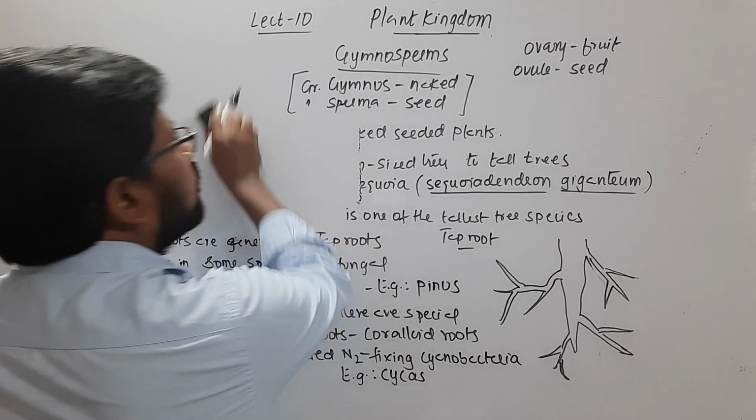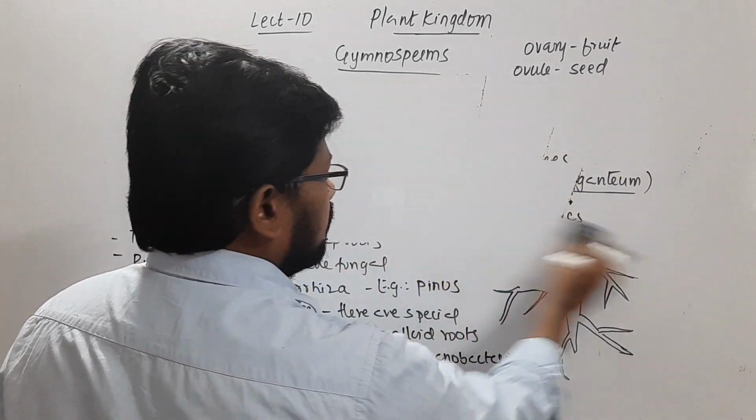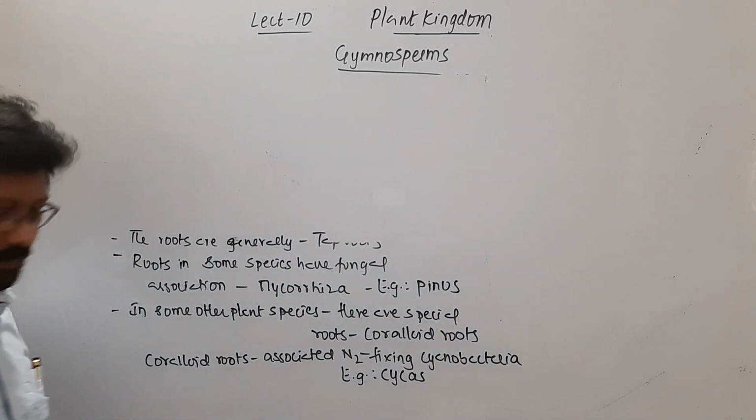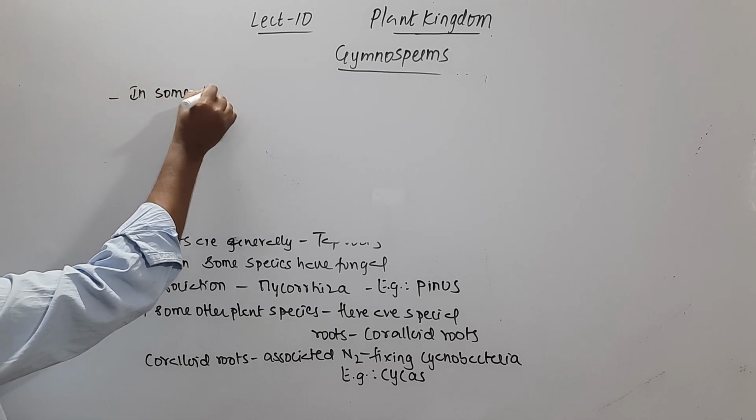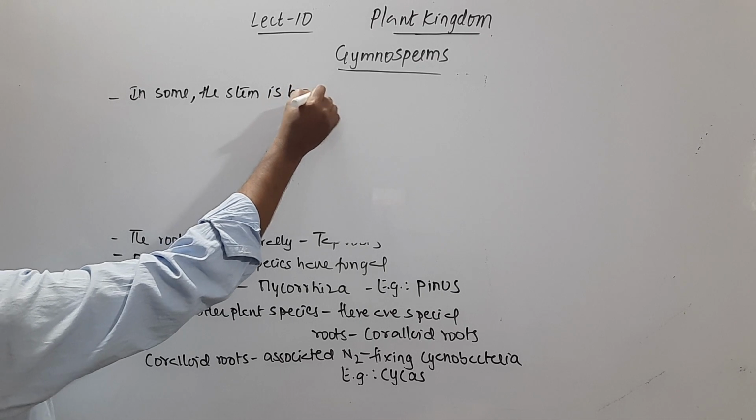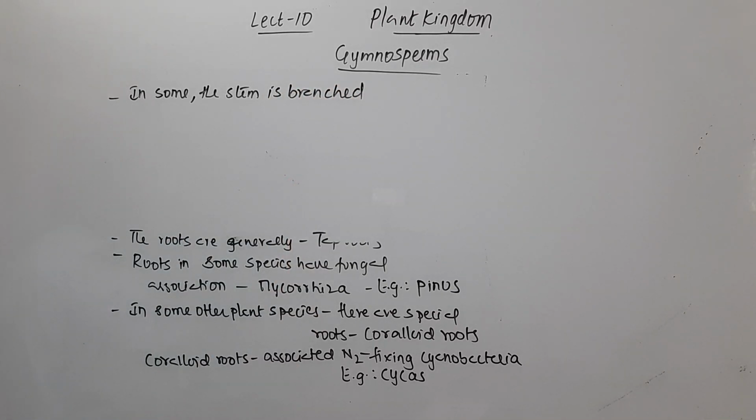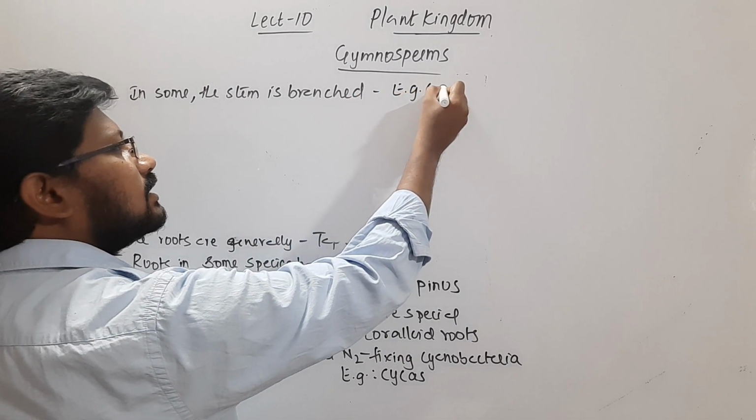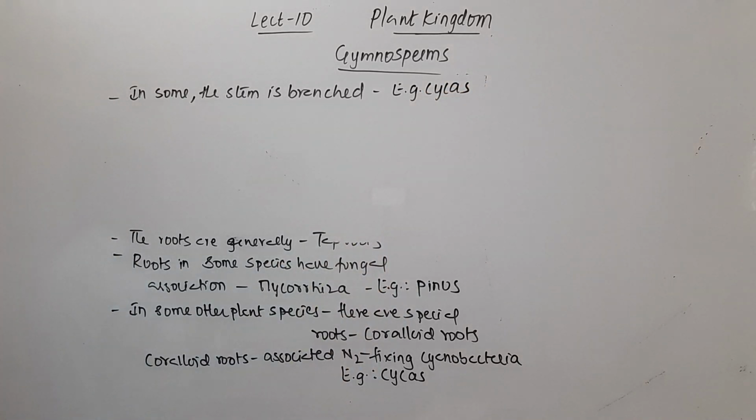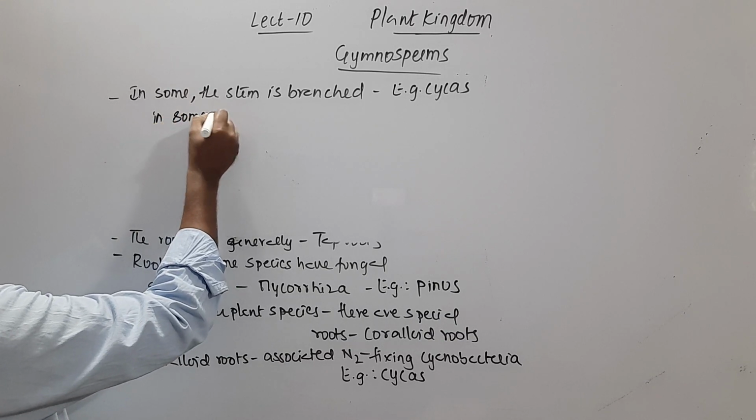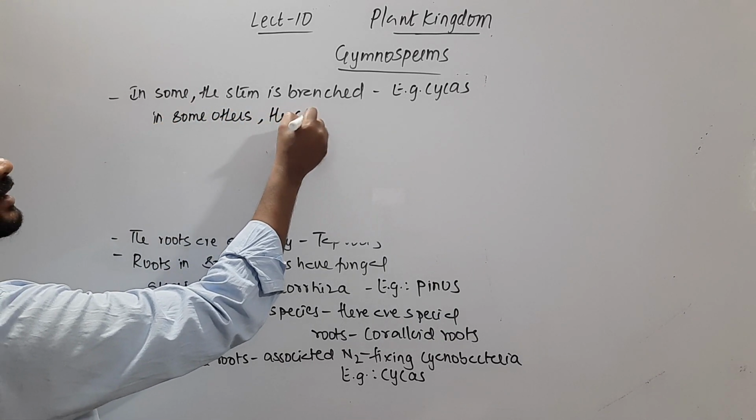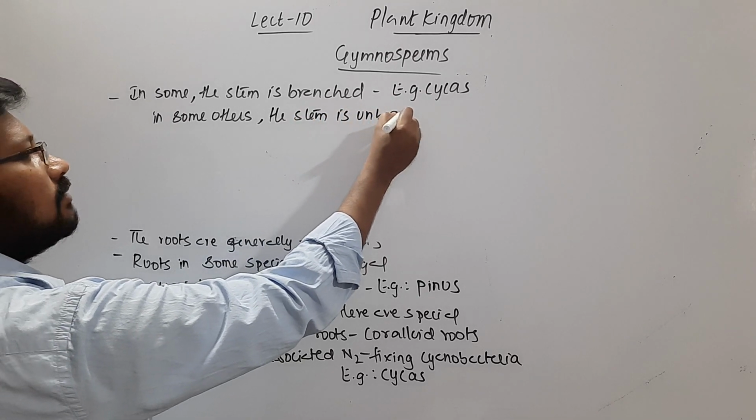Next, in some species we see the stem is branched, like in the case of cycas, while in some others the stem is unbranched.